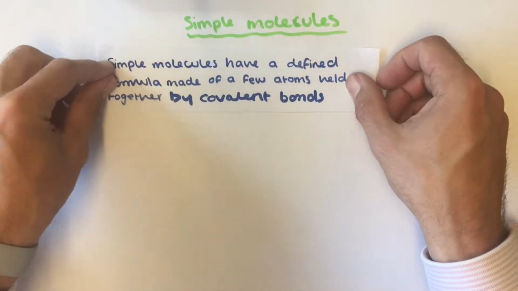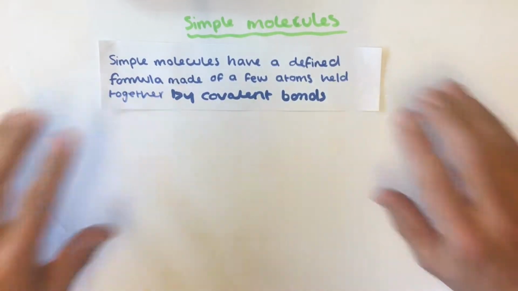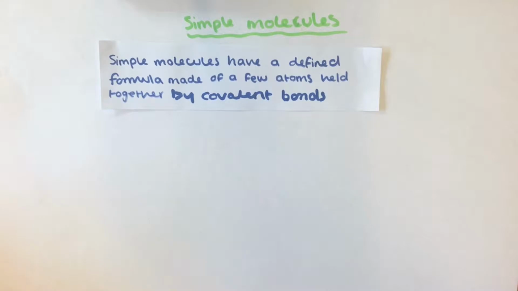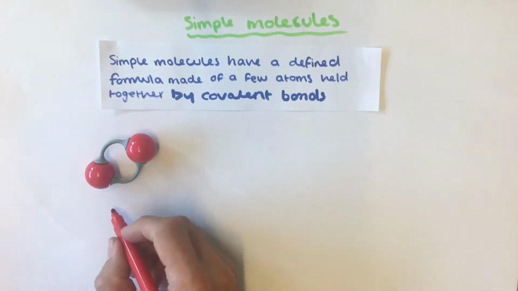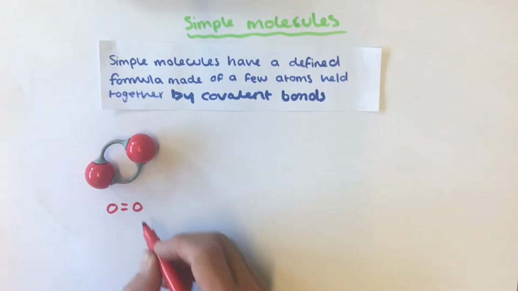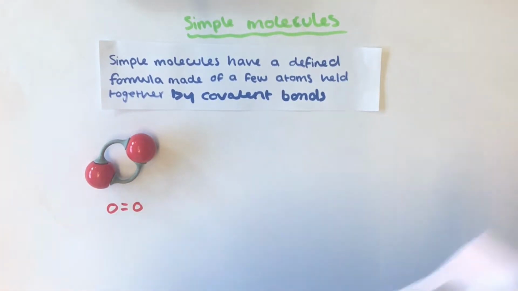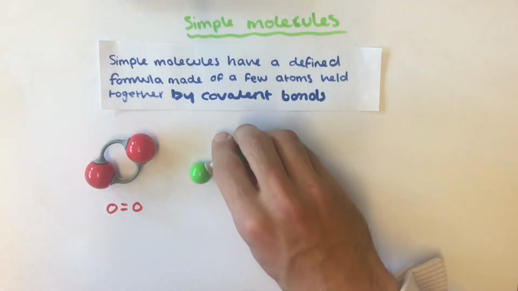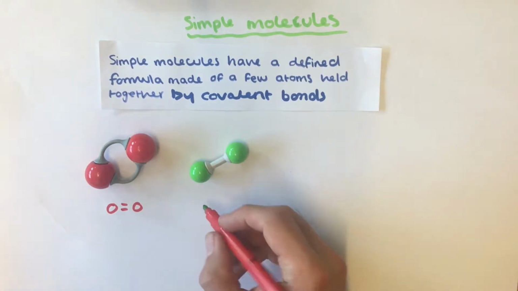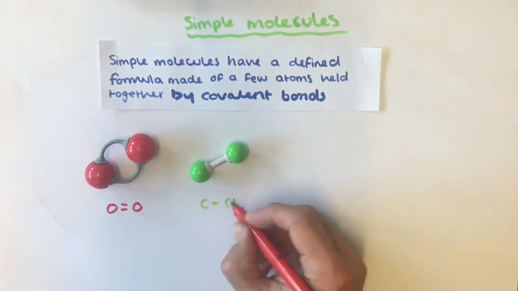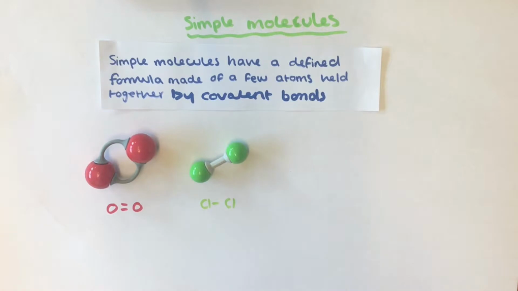Simple molecules. Simple molecules have a defined formula made of a few atoms held together by covalent bonds. So my first example is O2, held together here by a double covalent bond. Chlorine, another example, this time held together by a single bond. Should get the Cl's in there.